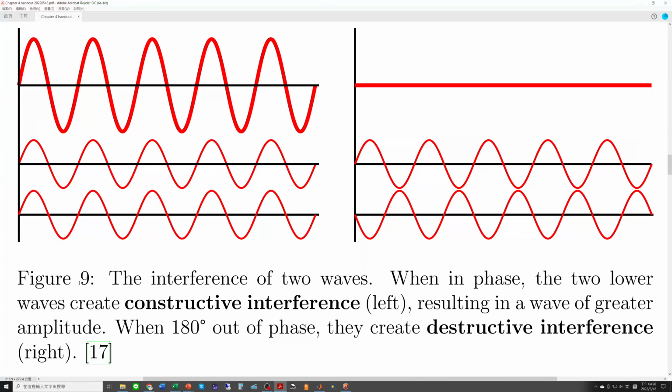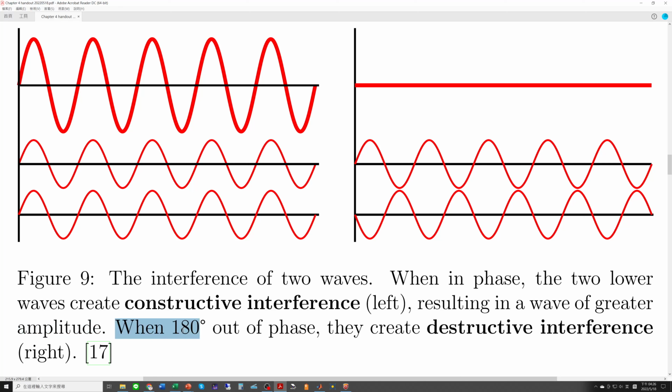Figure 9 shows the interference of two waves. When in phase, that is, when two waves have the same phase, the two lower waves create constructive interference. These two waves create constructive interference, resulting in a wave of greater amplitude.